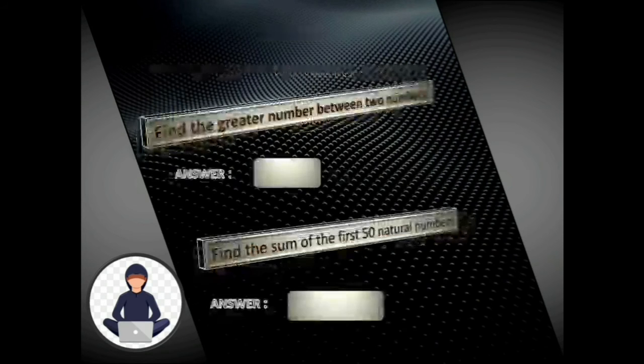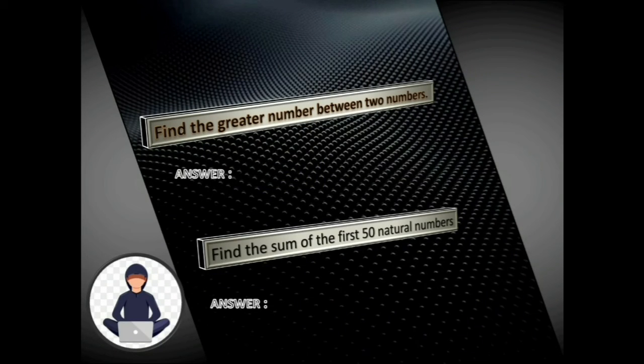Find the greater number between two numbers. The answer is float. Find the sum of the first 50 natural numbers. The answer is integers.